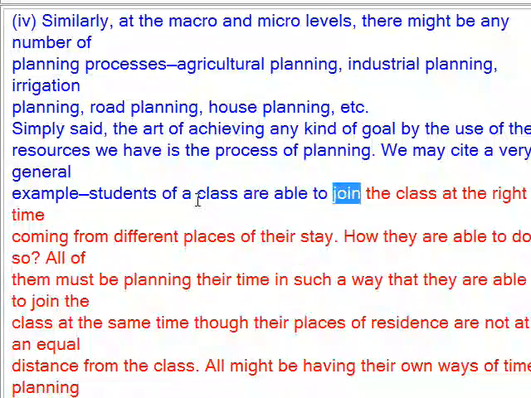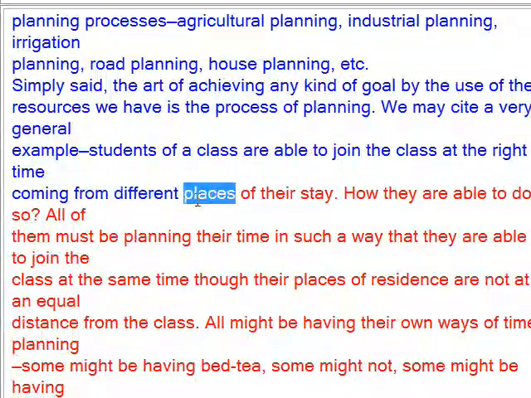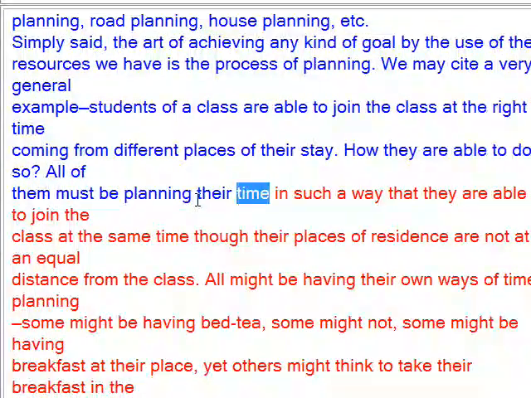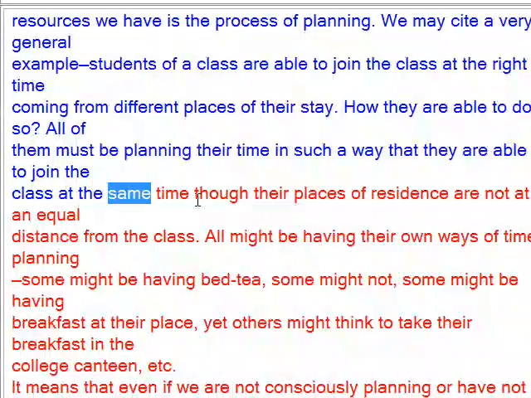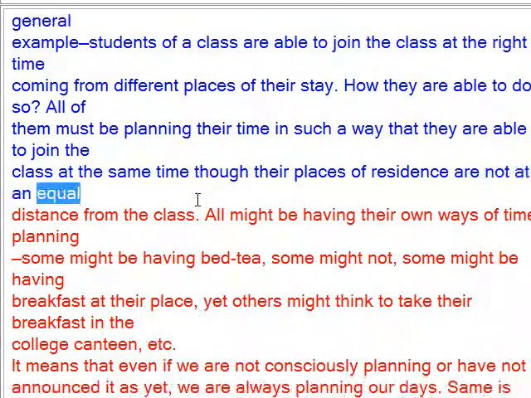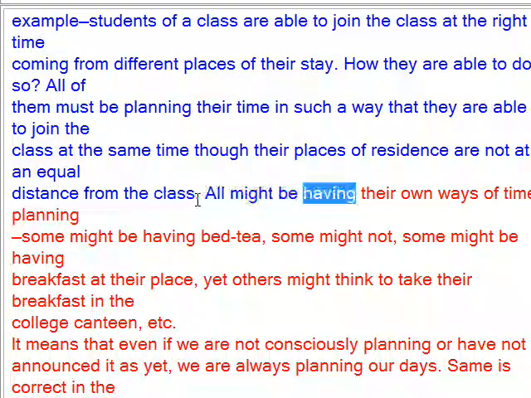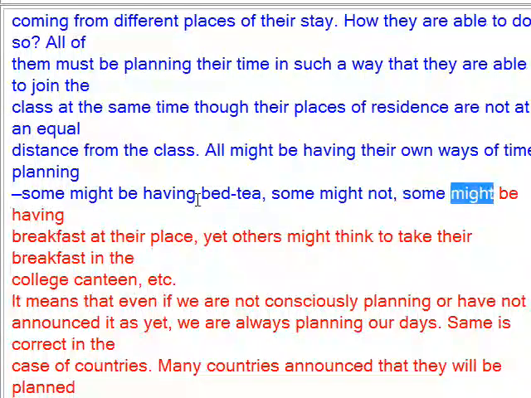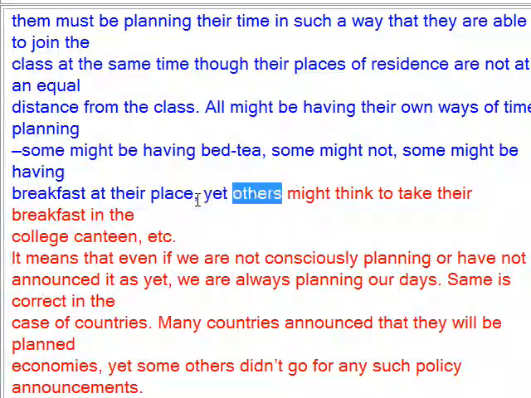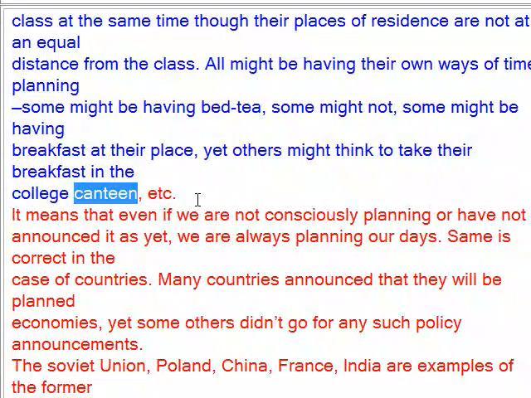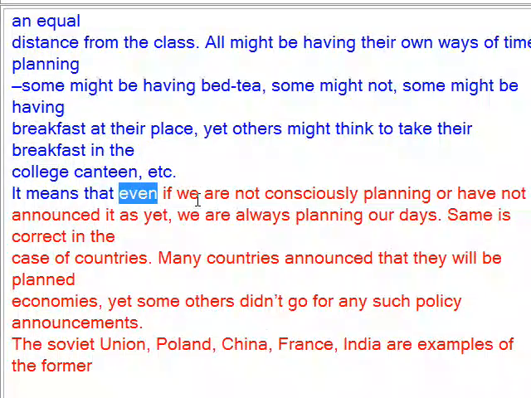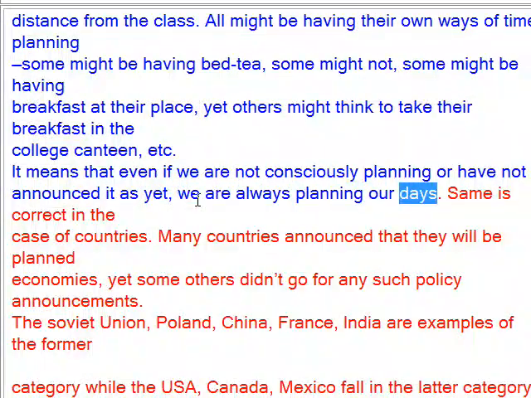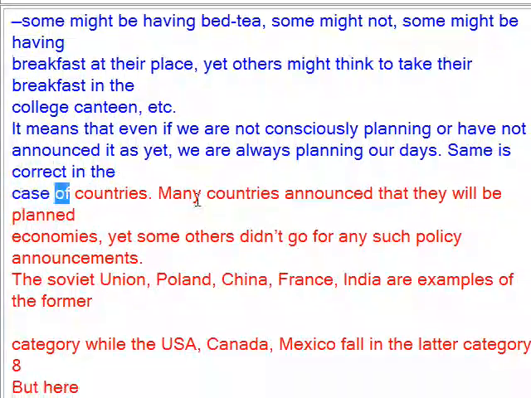Students of a class are able to join the class at the right time, coming from different places of their stay. How are they able to do so? All of them must be planning their time in such a way that they are able to join the class at the same time, though their places of residence are not at an equal distance from the class. All might be having their own ways of time planning. Some might be having bed tea, some might not. Some might be having breakfast at their place, yet others might think to take their breakfast in a college canteen, etc. It means that even if we are not consciously planning or have not announced it as yet, we are always planning our days.